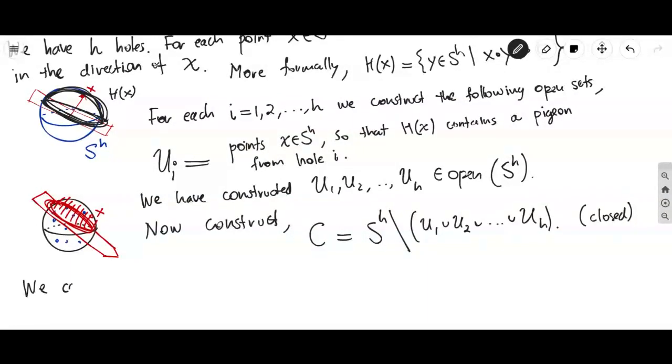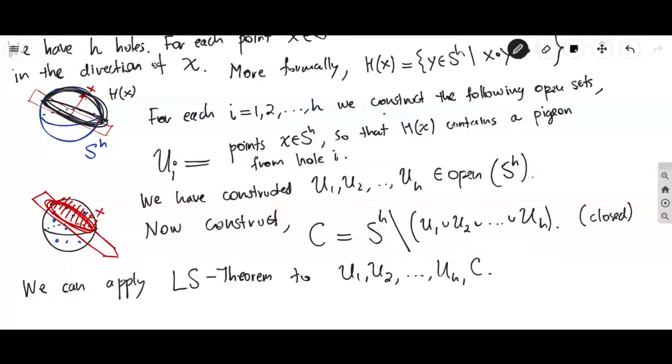Then we can apply the Lusternik-Schnirelmann, or whatever you call it, theorem to this collection, U1, U2, up to UH, and C. Remember how the theorem goes. When we stated the theorem, we said that the number of closed sets has to be one more than the dimension of the sphere. And that's exactly what's happening. Our sphere has dimension H. So we have H open sets and one closed set.